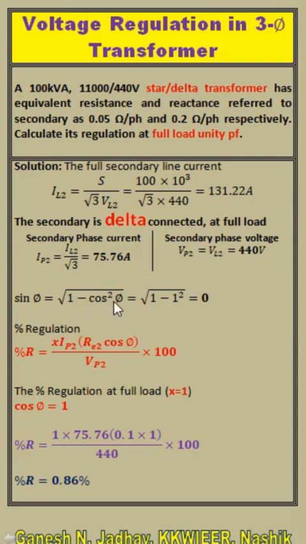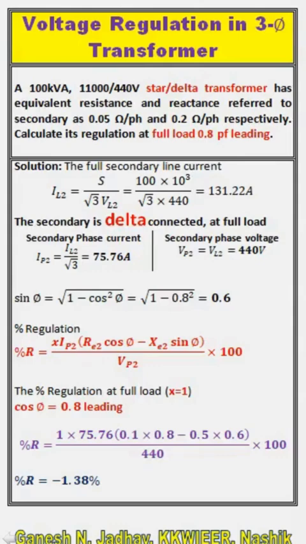Sin phi is equal to root of 1 minus cos square phi, but cos phi is given as 1, so it is under root 1 minus 1 square, it is 0. In the percentage regulation, the term related to sin phi is absent, so this is the formula of percentage regulation. Substituting x equal to 1 and cos phi equal to 1 in this formula and substituting all the values, the regulation comes to 0.86%.